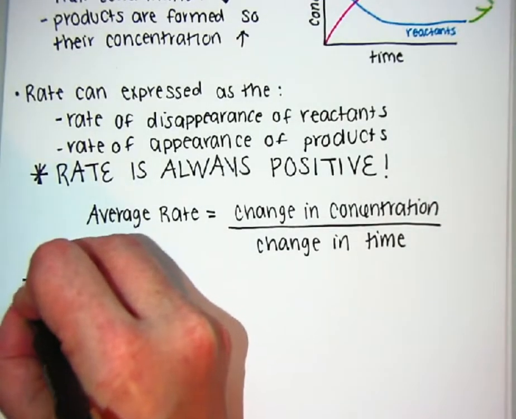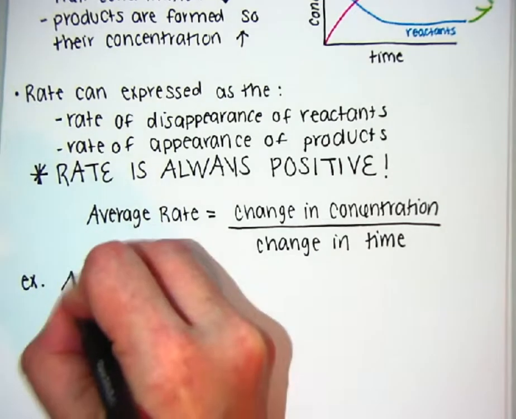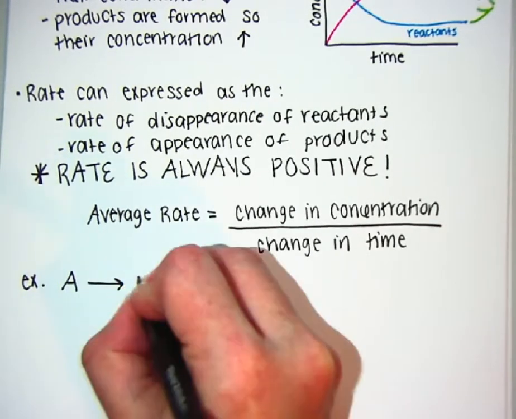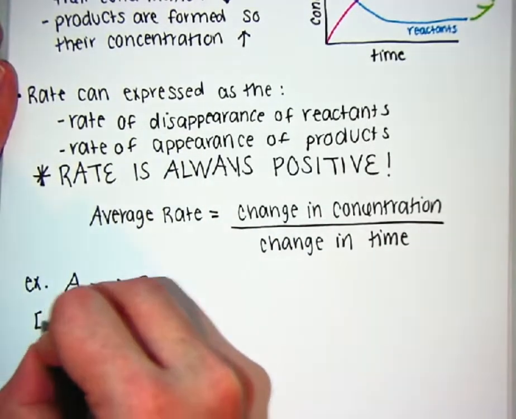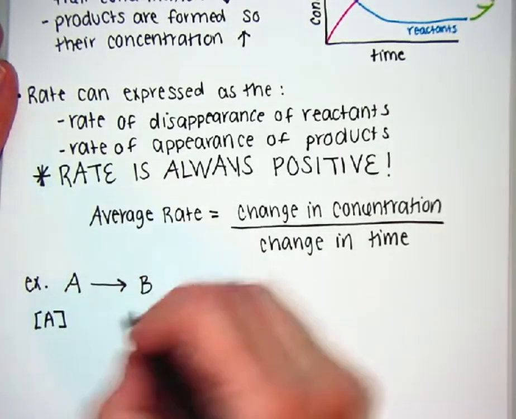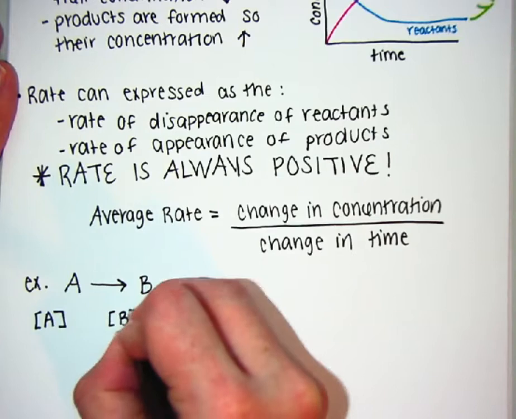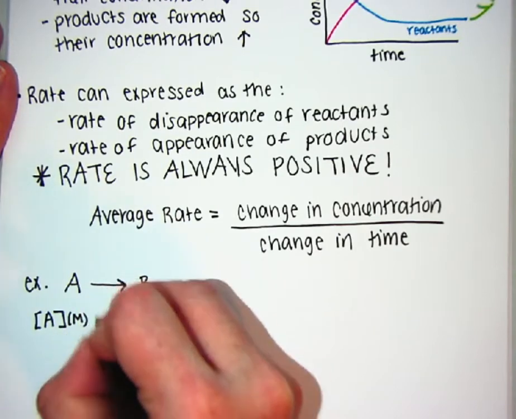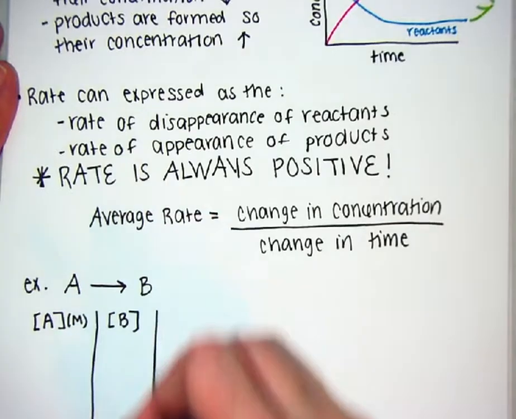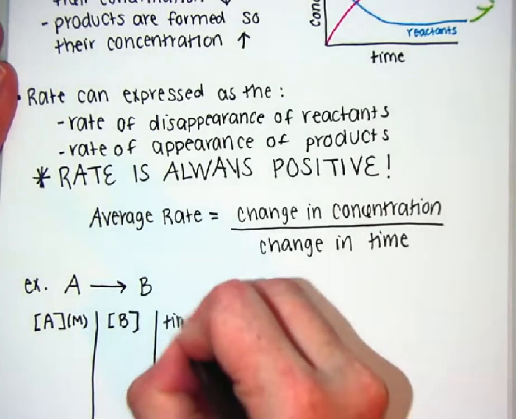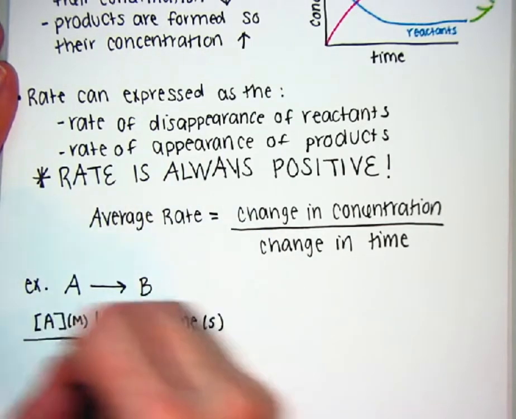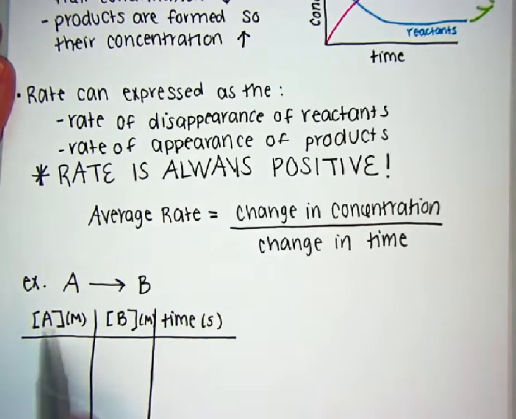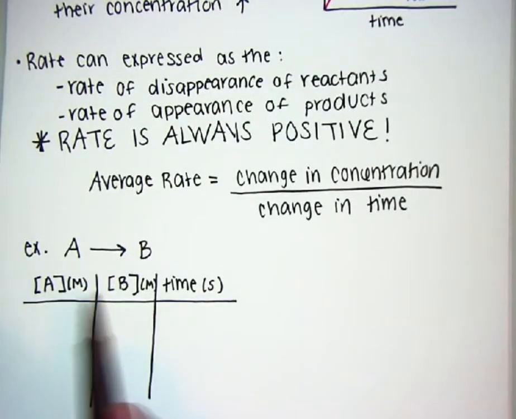First example. Let's say this had a simple reaction. A produces B. And we were to record the concentration of A, the concentration of B, at certain moments in time. These brackets represent concentration. So whenever you see something in brackets, that just represents concentration.